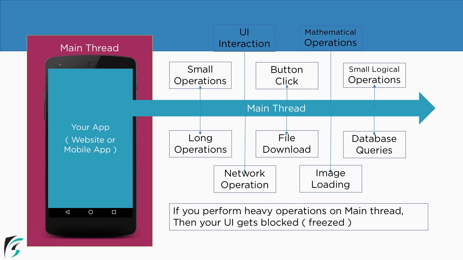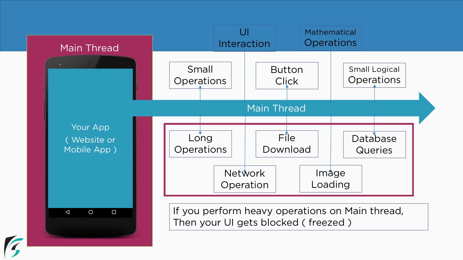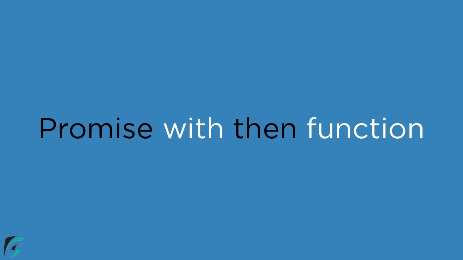So the question arises, since JavaScript is single-threaded, how do we perform these long operations? Well, in programming, every problem has a solution. So you can perform these tasks asynchronously without blocking the UI in two ways in JavaScript. The first way is to use promise with the then function. And we will check out the second way when we are done with the first way. So let me show you how to do it.